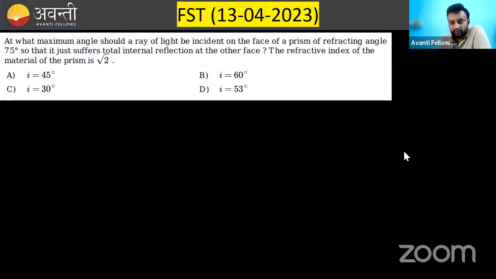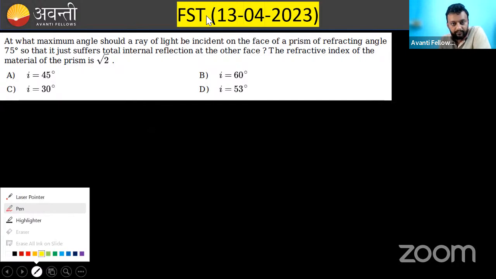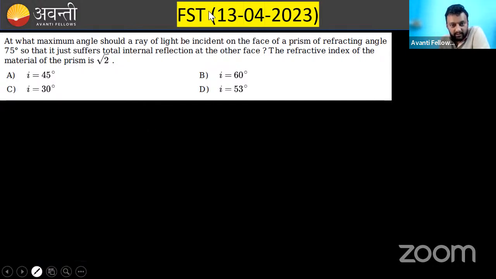This is again a question of optics. How many of you have solved this question during the exam? Okay, there is a new person, I think 91986. Tell me your name, bacha.